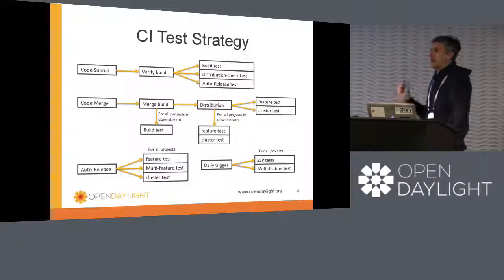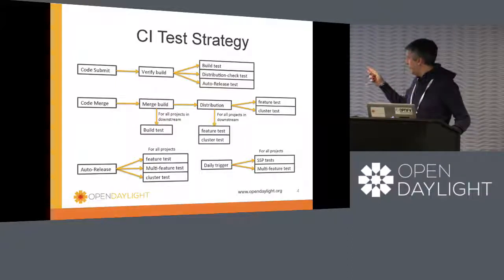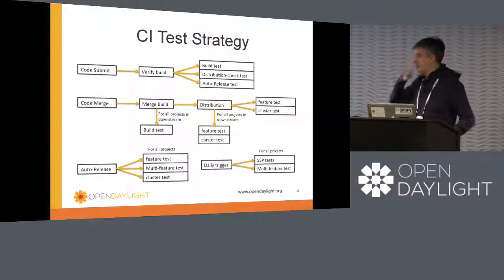Now, when a committer merges a patch in the system, there are many more tests happening. As you see here, there is, again, a build test. But there is also a distribution build. And then after you build the distribution, you get feature tests, you get cluster tests, and you also trigger a bunch of tests downstream.